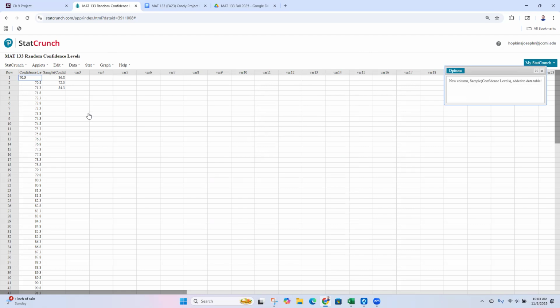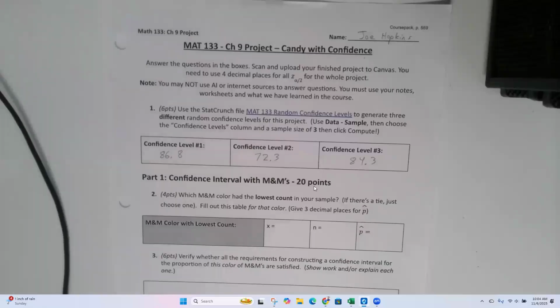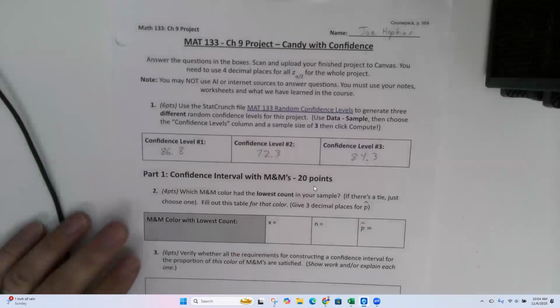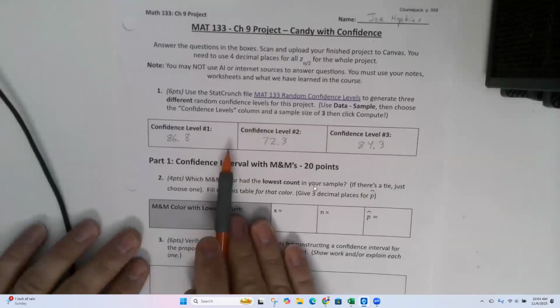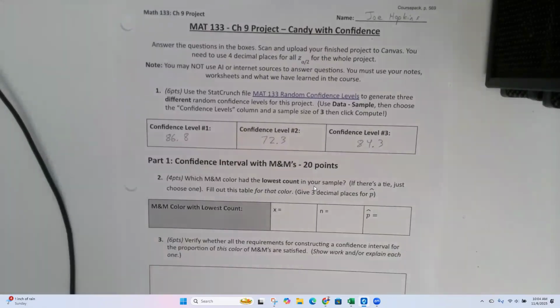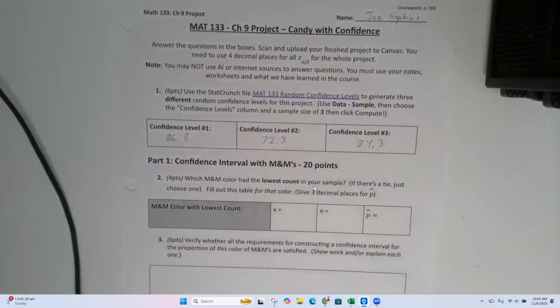So we'll just copy those: 86.8, 72.3, and 84.3. Okay. Your numbers are going to be different from mine. Okay, which is good. We want everybody to get a chance to do the project with their own numbers. And your numbers are going to be different for your candy counts as well. Okay. But here's my confidence levels that I got. All right.